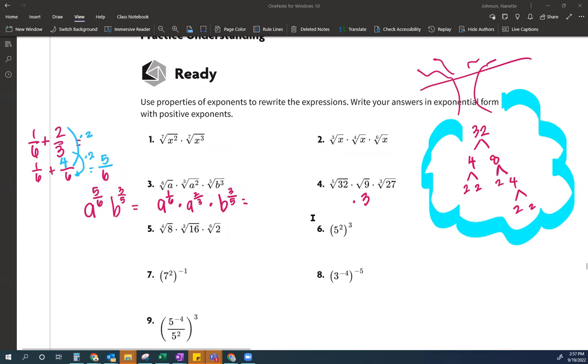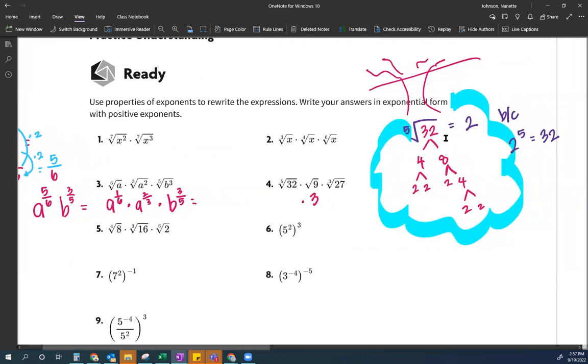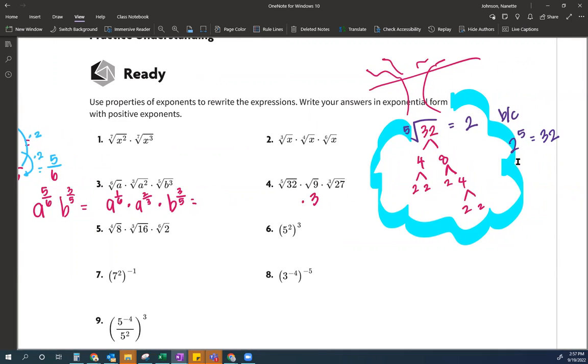So if I'm asking what's the 5th root of 32, it's 2 because 2 to the 5th is 32, right? So really quickly, the reason why the 5th root of 32 is 2 is because 2 to the 5th is 32. Okay, so here, I'm just going to write a 2, right?